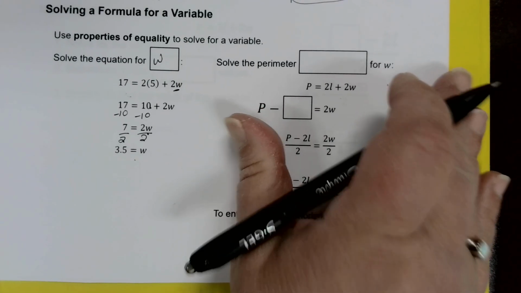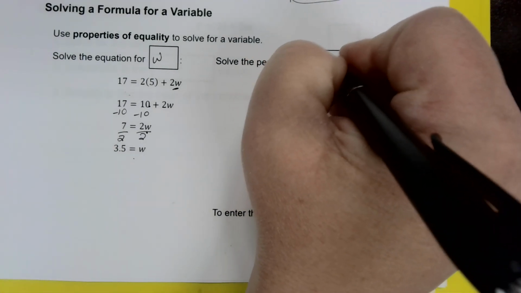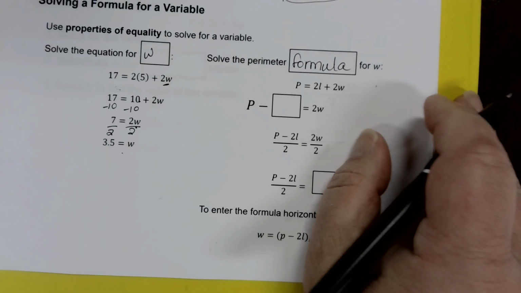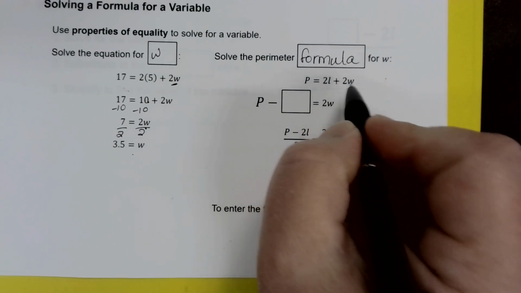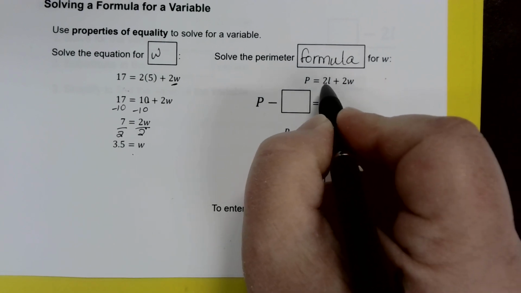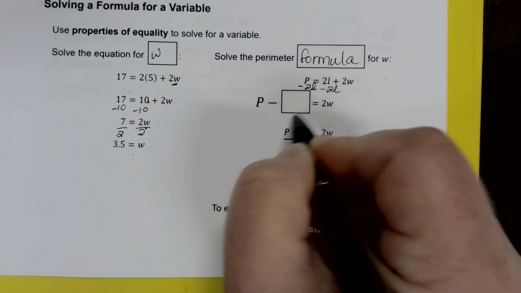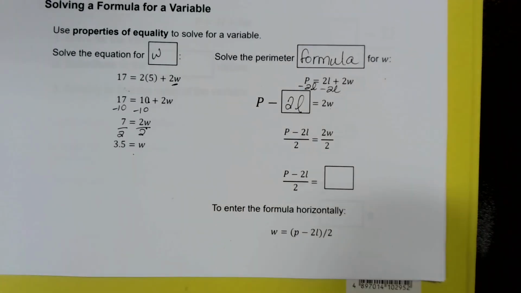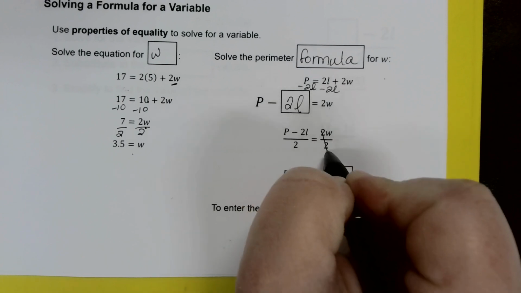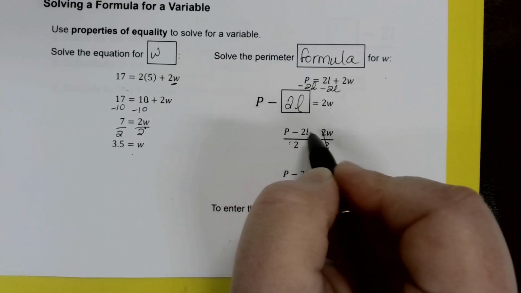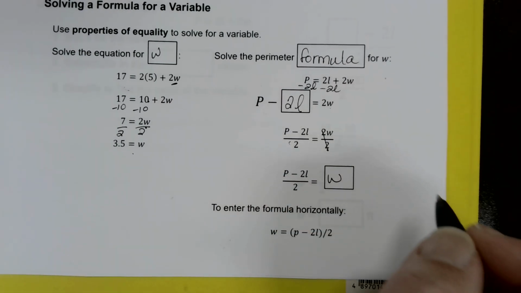So this next one says solve the perimeter formula for W: 2 times the length plus 2 times the width. So I want to isolate this W. The first thing I need to do is move that 2 times the length to the other side. Now I've got it equaling 2W. Then all of this divided by 2 would knock this out, leaving you P minus 2L divided by 2. And that's what W is equal to.